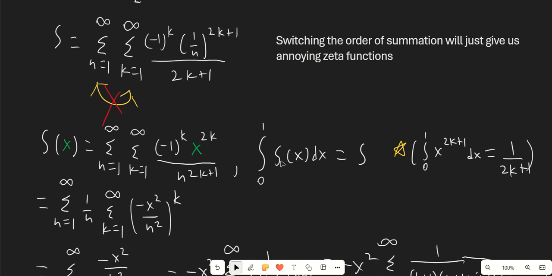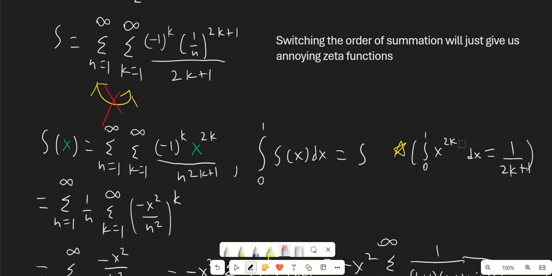Then, when I integrate s of x from 0 to 1, what's going to happen is we're going to get the integral from 0 to 1 of x to the 2k. It says x to the 2k plus 1. This should say x to the 2k. Sorry about that. Let me fix that, actually. So we have this, the integral from 0 to 1 of x to the 2k is just 1 over 2k plus 1, which is exactly what we had in the original summation.